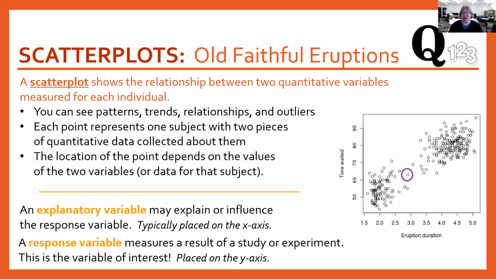So we have this graph of Old Faithful, the geyser going off. And so here they've plotted the eruption duration, so how long the geyser's been going off, as the explanatory variable. And then the response variable is the time that you waited until the next geyser eruption. So the idea being that maybe the longer that the geyser goes off, the longer it takes to recharge before it can go off again.